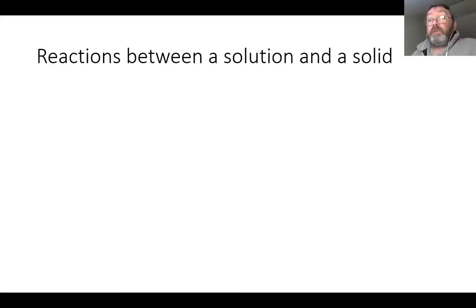Okay, so we've got two more things to look at in relation to the calculations involved in volumetric analysis. One of them, as you can see from the title here, is looking at the reactions between a solution and a solid. And the second one, which I'll do towards the end of this session today, involves looking at reactions between a solution and a solution.